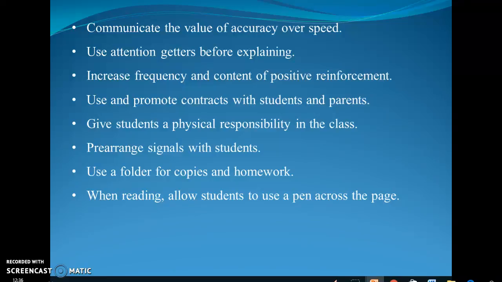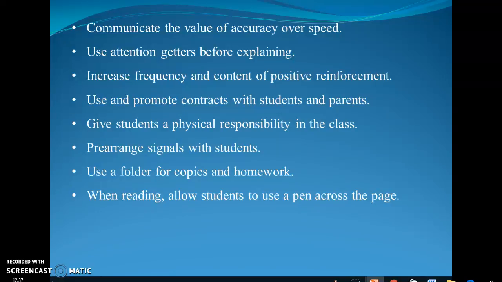Use attention gestures before explaining. Let's say you tell the students, when I do a big smiley on the board, you all have to look at me and listen to what I say. It's very important. Increase frequency and content of positive reinforcement. You need to tell him again and again, good job, well done. I'm very happy to see that you're cooperating and you're doing the assignments well.